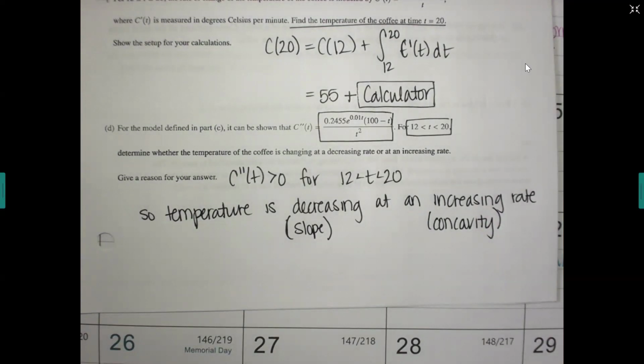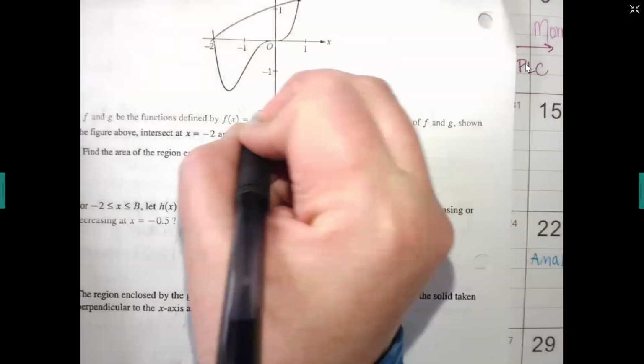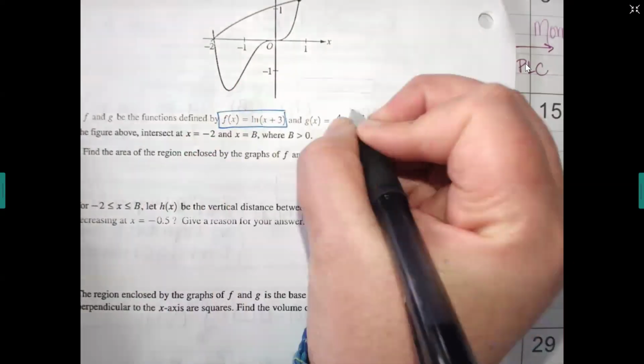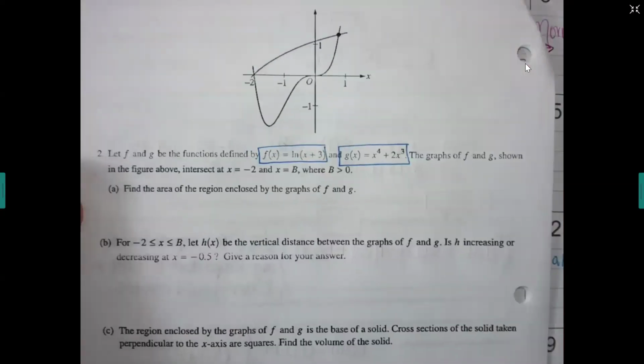All right, the last question we're going to do is turn the page. It's a nice area and volume, which was our last thing that we learned. So very, very last question for today. You have a lovely little area graph. Go ahead and type those equations into the calculator. Type it in as your Y1 and your Y2.